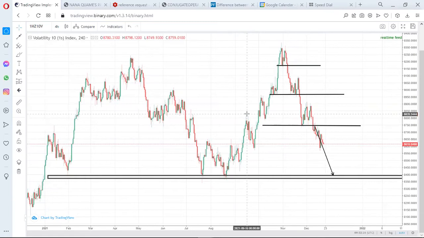And we are going to do this calculation for synthetic indices. We're going to do this for the volatility indices. I'll do another video for financial markets, the currency market. For now, let's do this for synthetic indices. If you are able to do that, you know exactly how much you are risking in a trade and how much you are targeting in a trade.